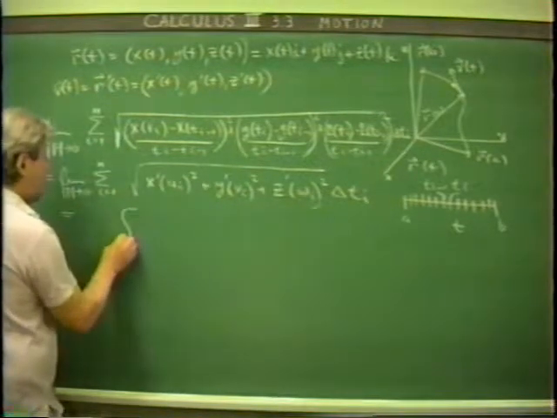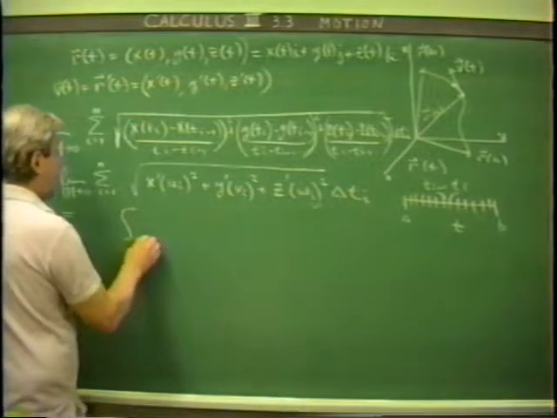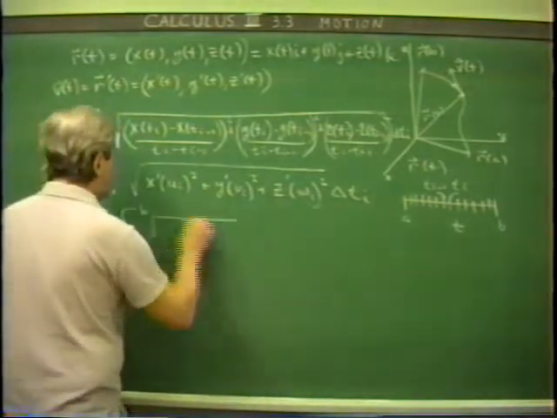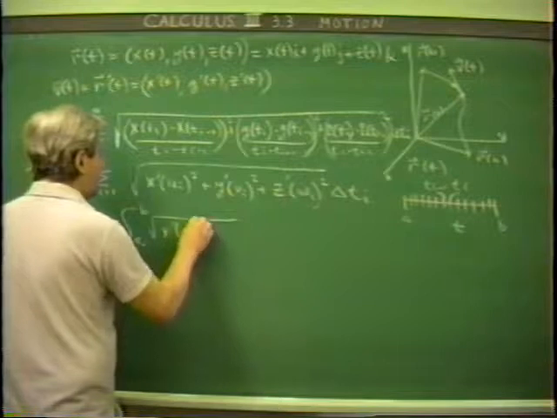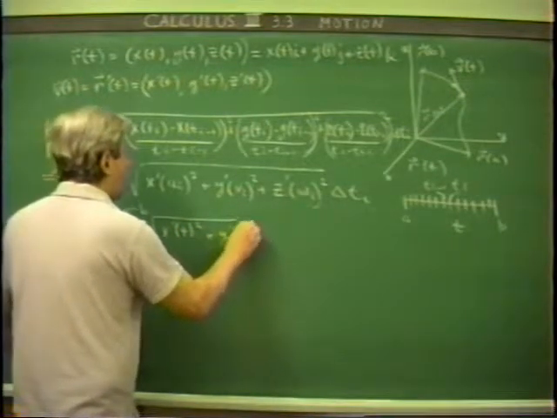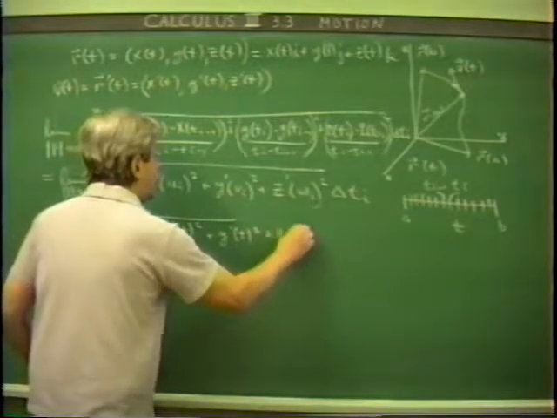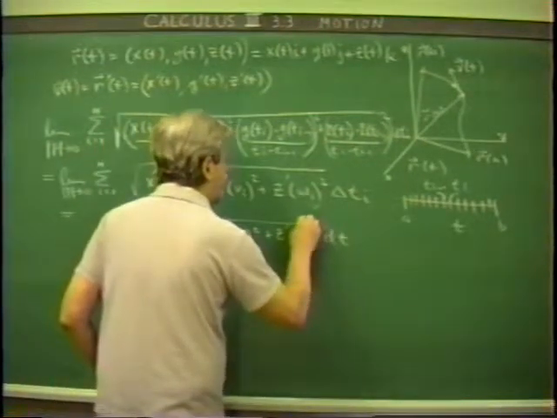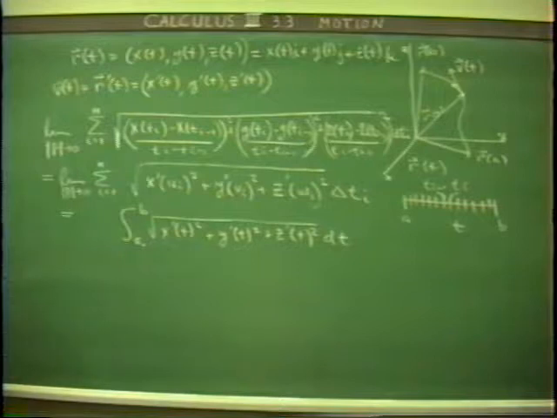And so this then is equal to the integral from a to b of the square root of x prime of t squared plus y prime of t squared plus z prime of t squared dt.